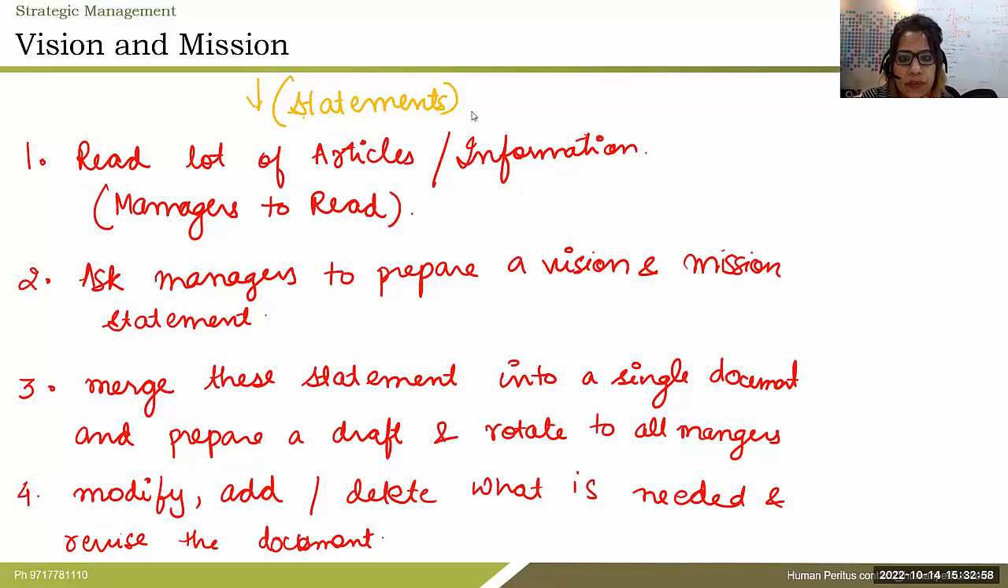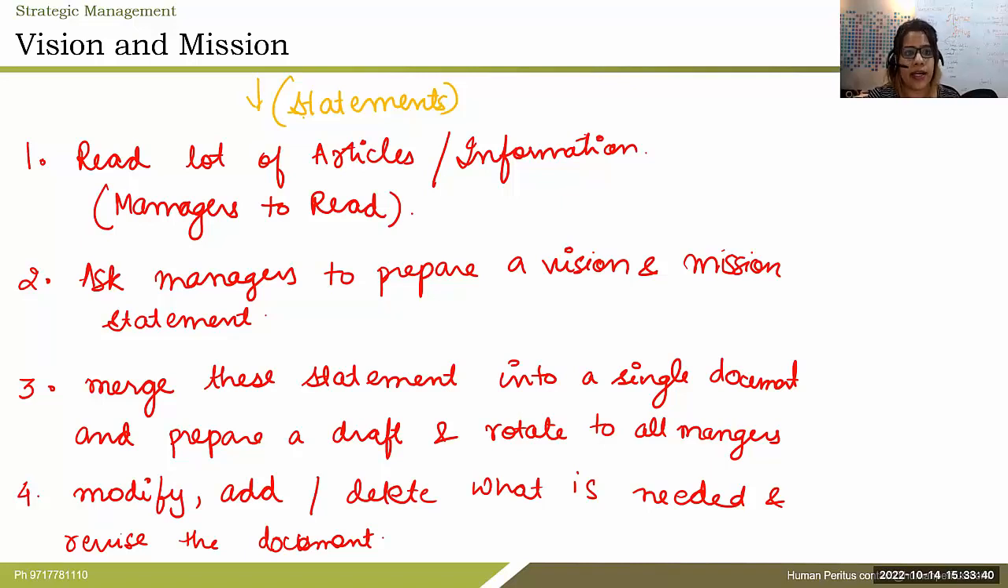The fourth step. Raju, you were asking for the fourth step, right? The fourth step is, like I said, while all the managers have given their individual statements, in the third step we collaborate and merge all those statements. After merging, there will be one particular document. If you want to add any different line, or delete some specific lines, any modification that happens in that draft prepared in the third step is the fourth step.